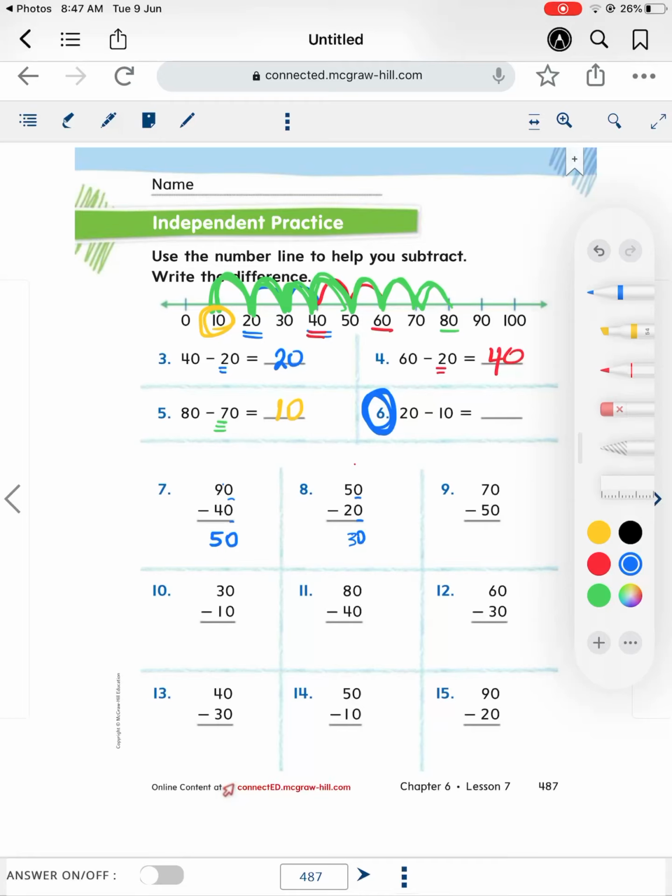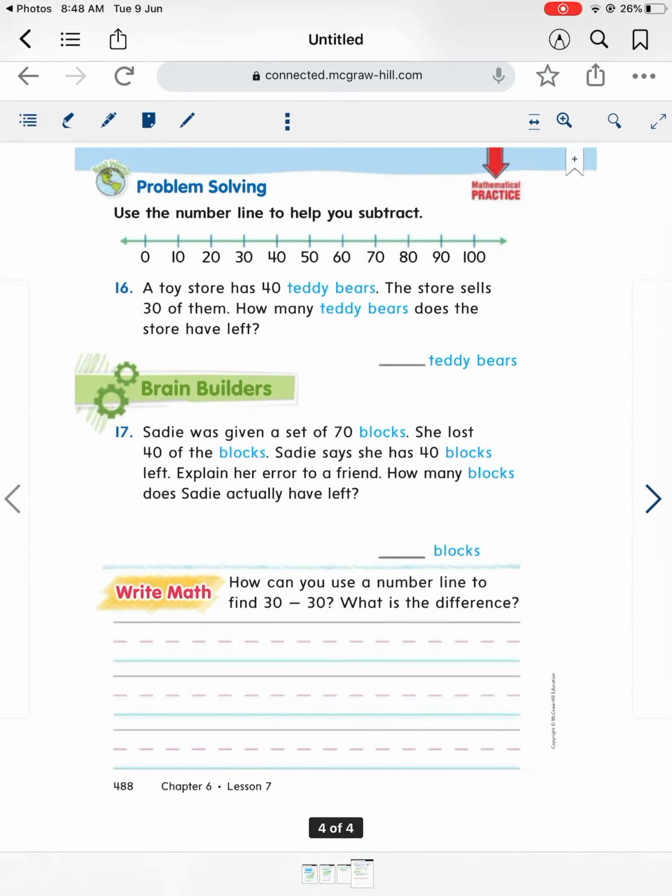How about question number 9? 0 minus 0 is 0. 7 minus 5 is 2. So the answer is 20. Now, the other questions are your responsibility. I want to see your answers to these questions. Let's flip the page.